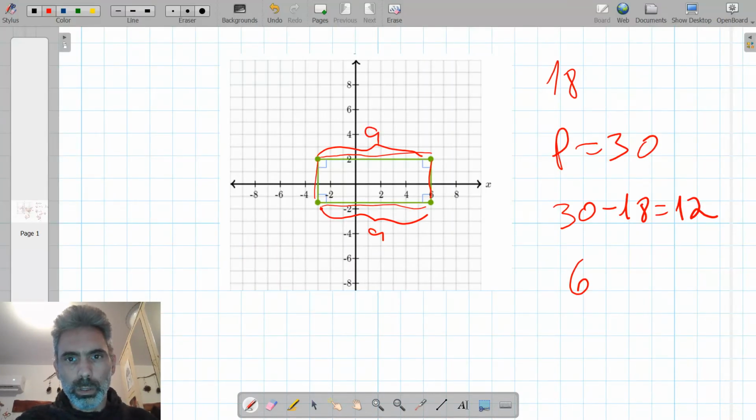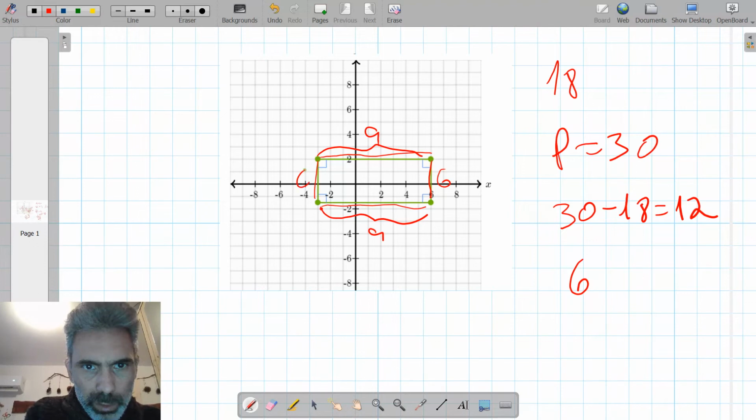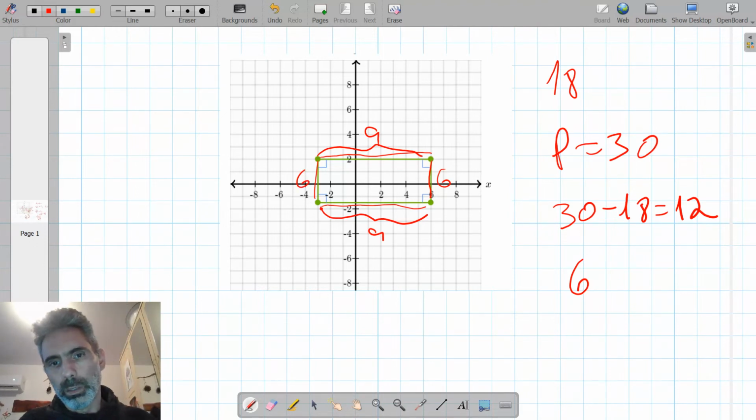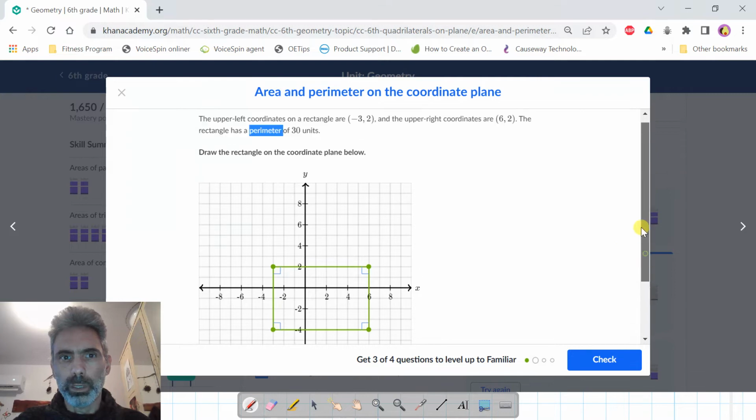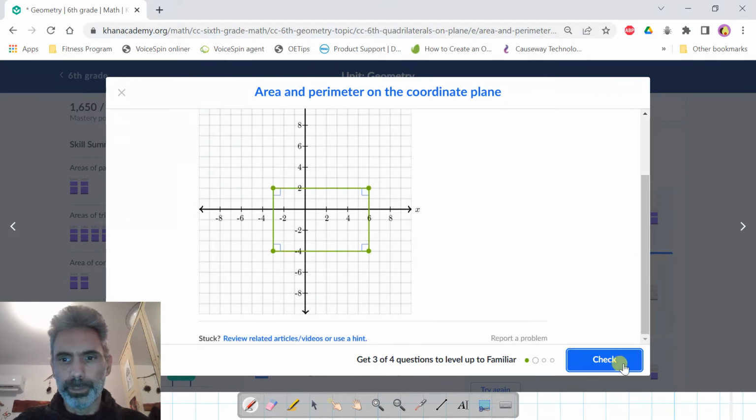Okay, so each of these sides should have a length of 6. So it means that I need to drag the point to -4 on the y-axis, and also here -4 on the y-axis. And now the upper segment is 9 and the bottom segment is 9, so 18 plus 12 on each side gives us 30 for the perimeter.